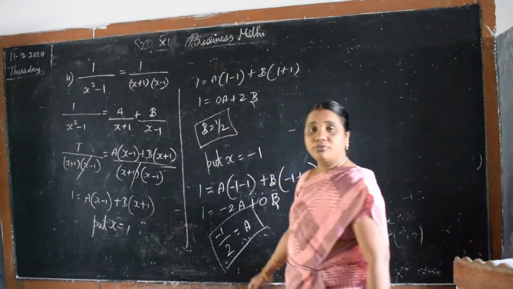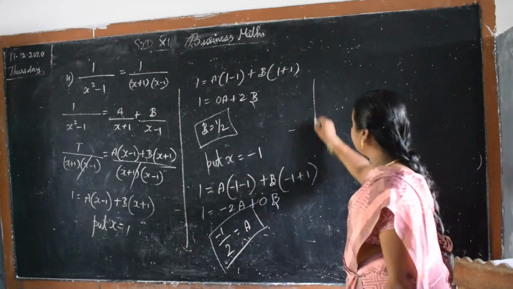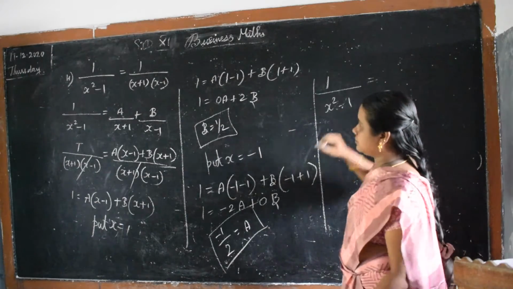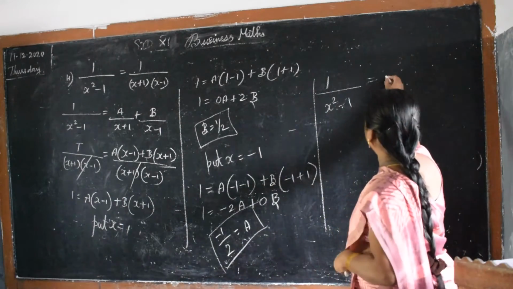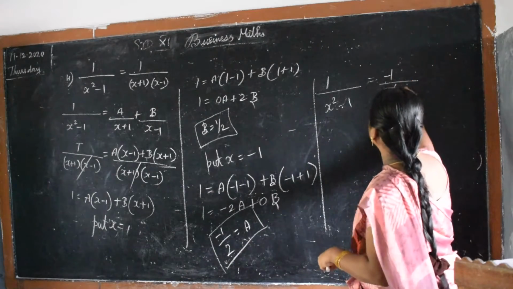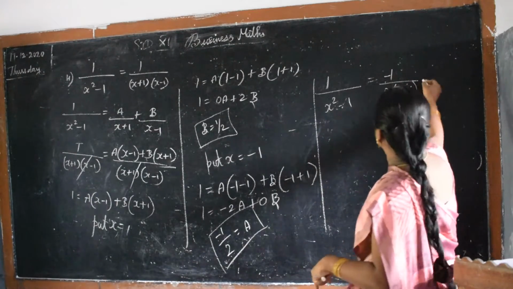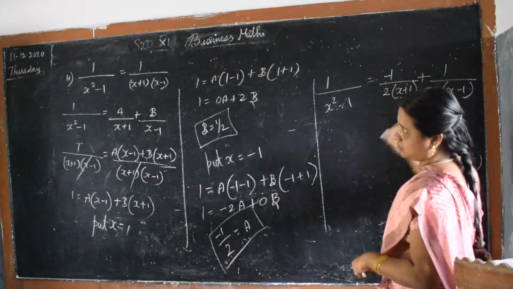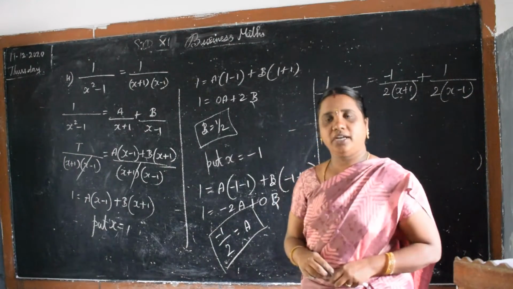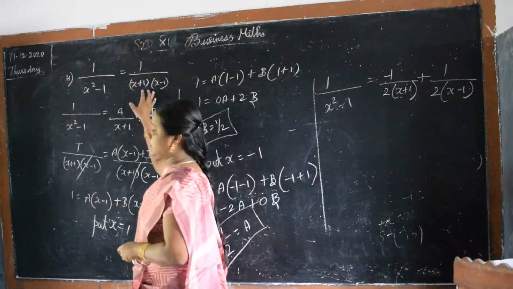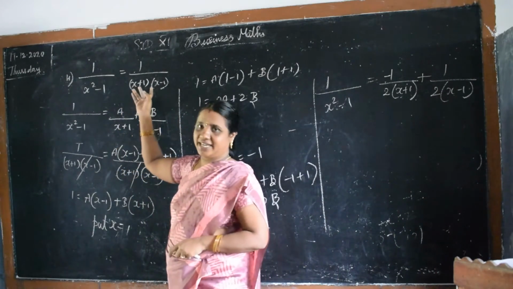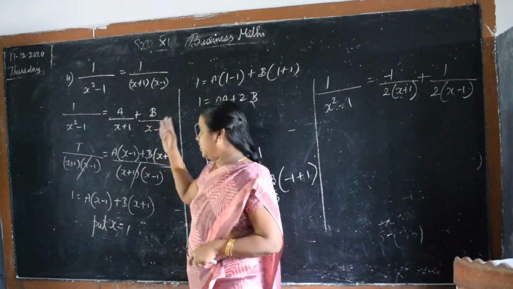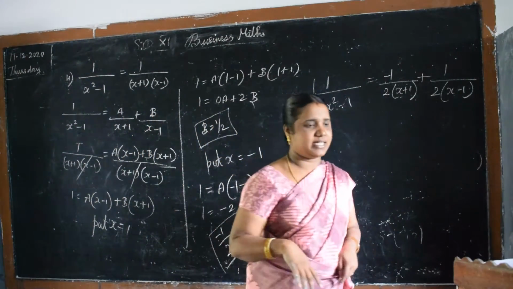Now I got the value of a and b. Substitute. At last you have to write a by x plus 1, our value of a is minus 1 by 2, so minus 1 by 2 into x plus 1 plus b by x minus 1, with b as 1 by 2. This is the answer. Have you understood, children? Initially you have to split this and write it here. Use this identity: a square minus b square is a plus b into a minus b. Using the identity, you will easily get the answer.